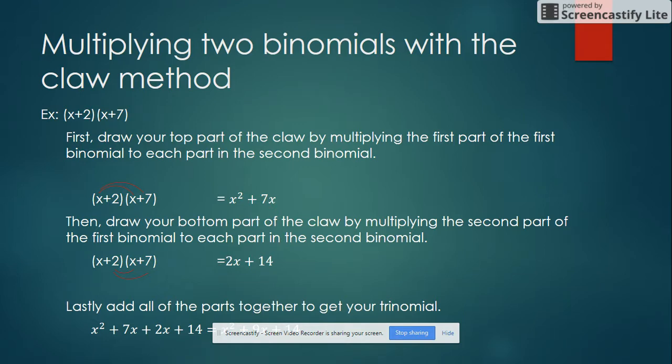Lastly, we would like to add all of our parts together to get our trinomial. So x squared plus 7x plus 2x plus 14 gives us x squared plus 9x plus 14.